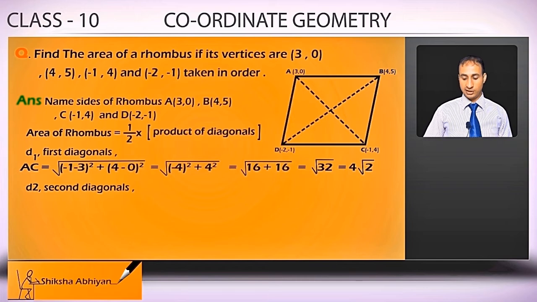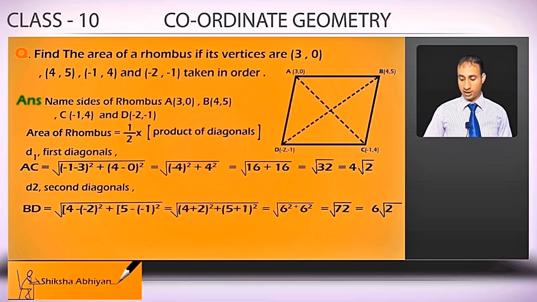Now second diagonal D2 that is BD equal to under root (4 minus -2) whole square plus (5 minus -1) whole square. यहाँ पर स्टूडेंट मैंने (4, 5) को x2 y2 एंड (-2, -1) को x1 y1 लिया है. सो 4 minus minus 2, that is 4 plus 2 is 6, 6 square. Now 5 minus minus 1, that is 5 plus 1 is also 6. So 6 square plus 6 square is 36 plus 36. That can be written as root 72, and that will come out 6 root 2.